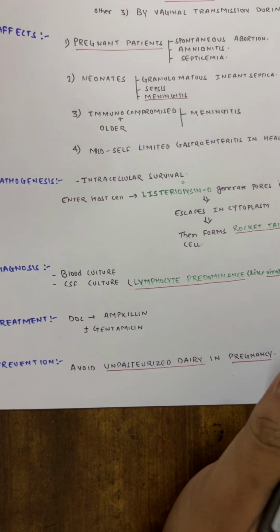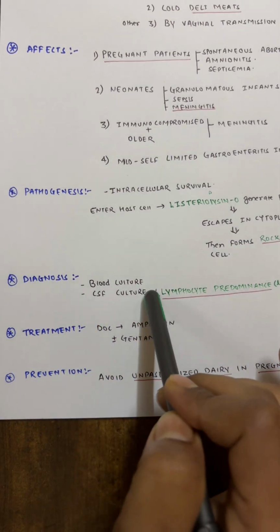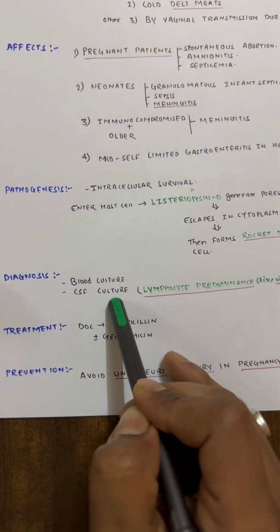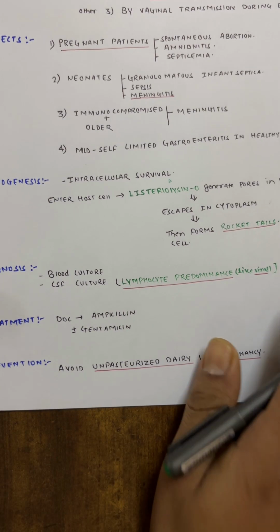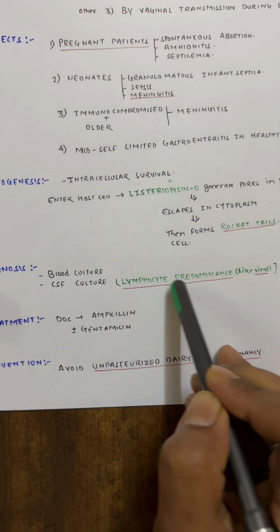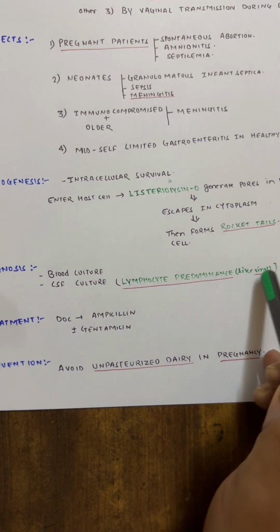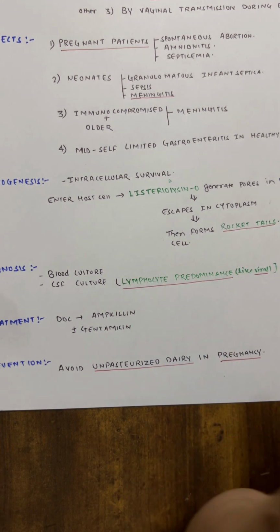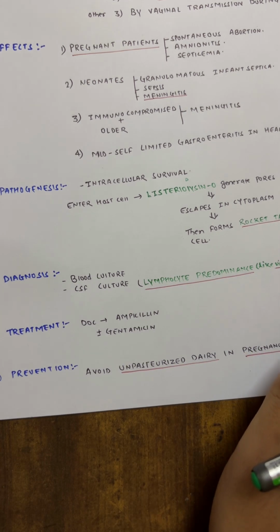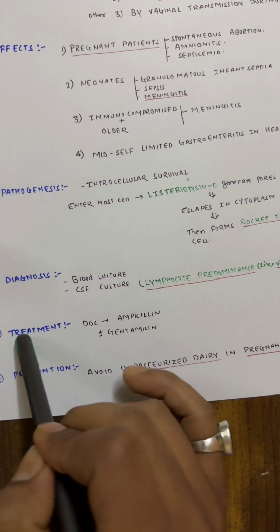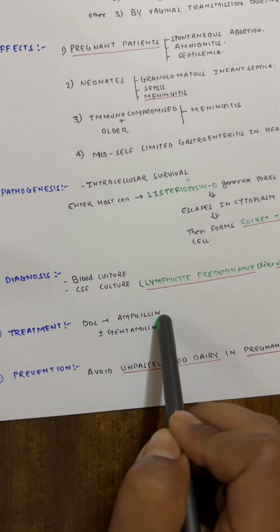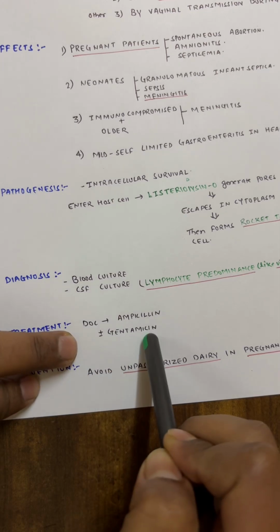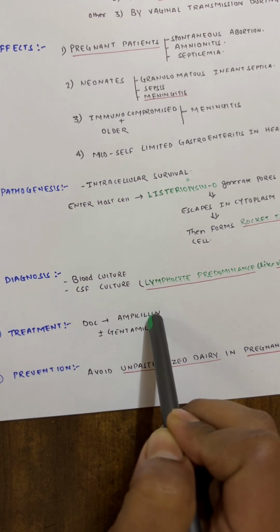Now, coming to the diagnosis of Listeria monocytogenes. We can do a blood culture or a CSF culture. When we do the CSF culture, we will get lymphocyte predominance, like in viral disease. Remember this: like in viral disease, it causes lymphocyte predominance. Now, after diagnosing a patient, we come to the treatment part. The drug of choice will always be ampicillin first, plus or minus gentamicin. Gentamicin is not necessary, but ampicillin is the drug of choice.